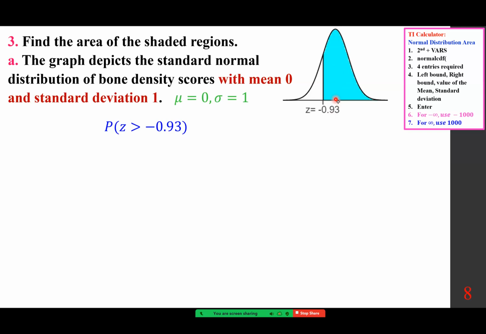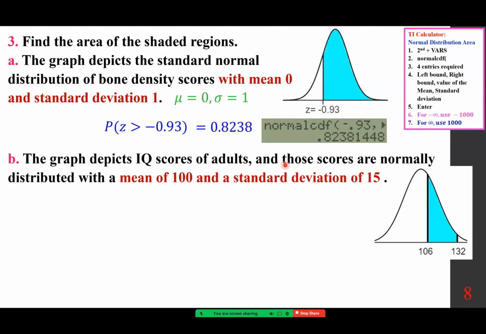If you go with technology, normal CDF, you put negative 0.93 with mu being 0, sigma being 1, and it gives you this answer. And if you go with 4 decimals, after 8 is 1, so 8 remains unchanged. So I'm using a TI calculator. By the way, for negative infinity, you can use minus 1000. For infinity, you can use 1000. Pay attention to what I wrote here.